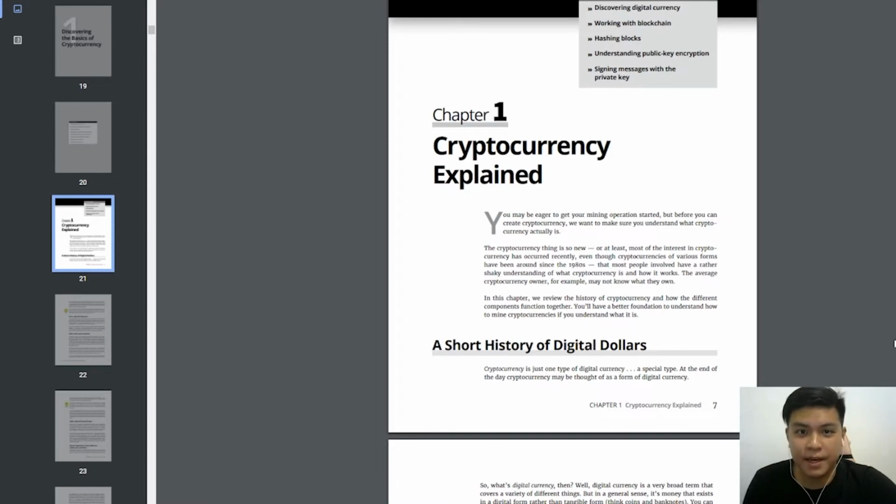The cryptocurrency hub, and today we're going to explain what is cryptocurrency. You may be eager to get your mining operation started, but before you can create cryptocurrency, we want to make sure you understand what cryptocurrency actually is.